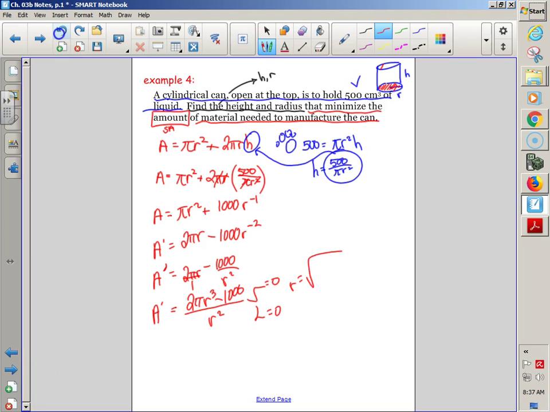I end up with r is equal to the cubed root of 1,000 over 2 is 500 over pi. Mental mathers, check me on that. And r equals 0. Huh. I wonder if r can equal 0. Which we probably go do. And we would do minimum, critical numbers, and endpoints. Are there endpoints? Let's think about it.